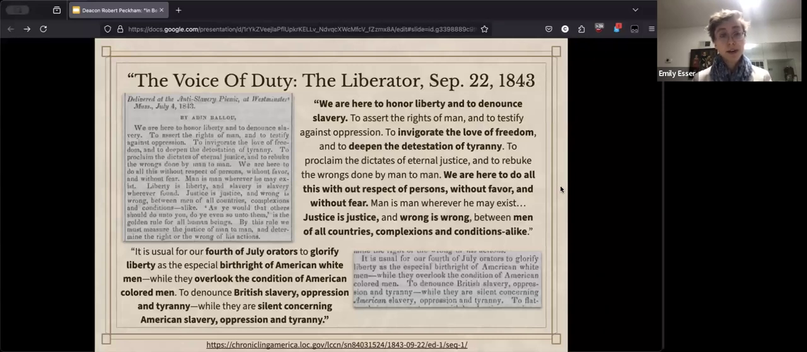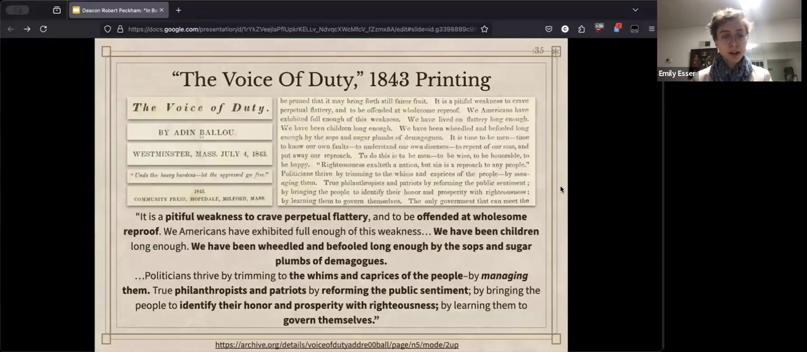But so Peckham was definitely making a strong stance with that. He goes on to say, it is a pitiful weakness to crave perpetual flattery and to be offended at wholesome reproof. We Americans have exhibited full enough of this weakness. We have been children long enough. We have been wheedled and befooled long enough by the sops and sugar plums of demagogues. Politicians thrive by trimming to the whims and caprices of the people, by managing them. True philanthropists and patriots, by reforming the public sentiment, by bringing the people to identify their honor and prosperity with righteousness, by learning them to govern themselves.